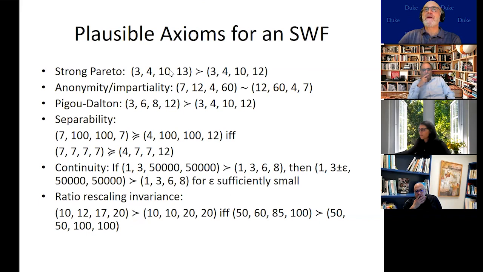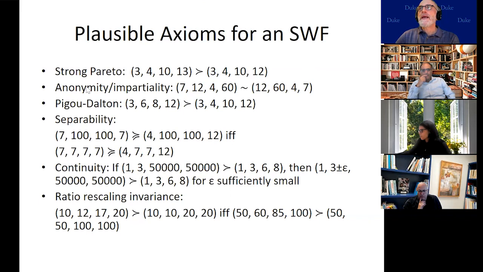Strong Pareto says, if you make at least one person better off and no one worse off, that's an improvement. Economists take that to be foundational. And I think welfarists should take that to be foundational. If you can improve one or more persons' well-being without hurting anyone else, of course, why wouldn't you want to do that?